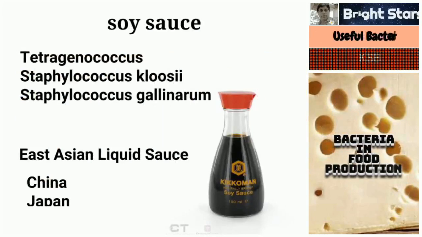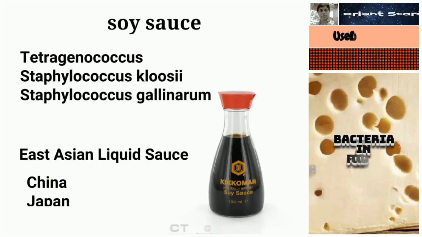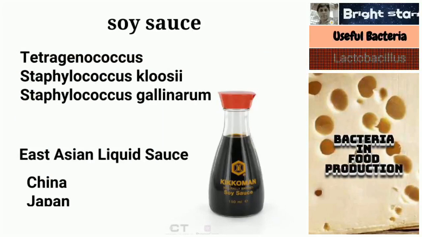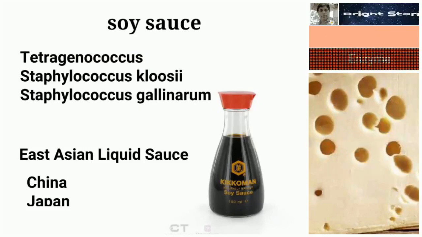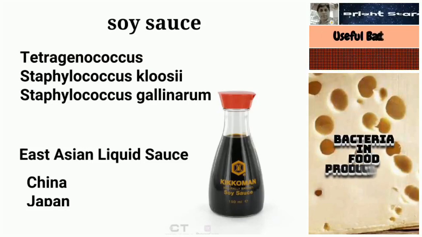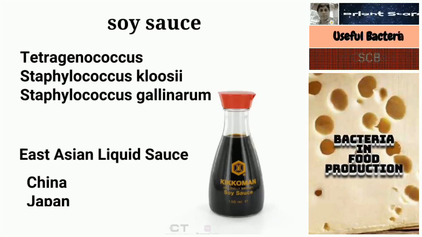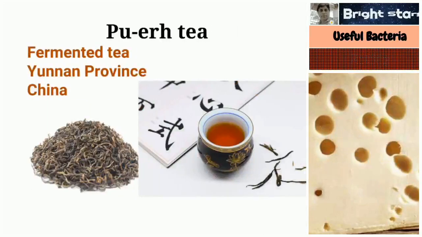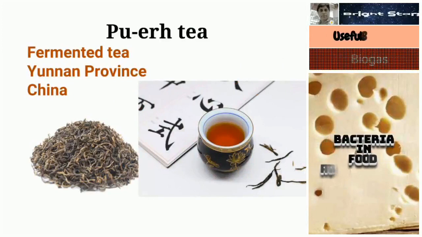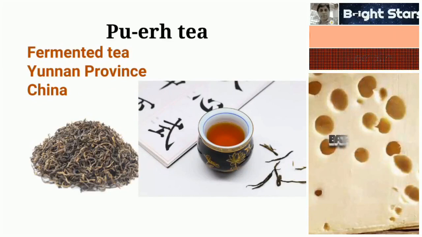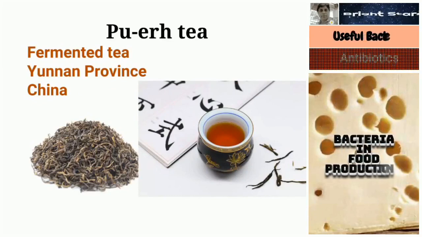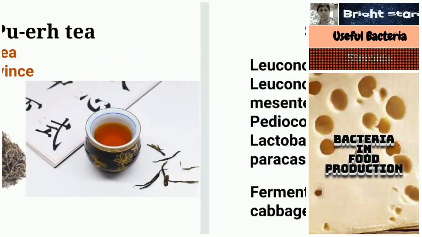Tetragenococcus, Staphylococcus gallinarum, this kind of bacteria produce soya sauce. This is produced from soya beans. East Asian liquid sauce is very famous in China and Japan. This is due to fermentation by bacteria. In the same way, pu-erh tea, a fermented tea from Yunnan province of China, this famous popular tea is also produced because of fermentation by bacteria.